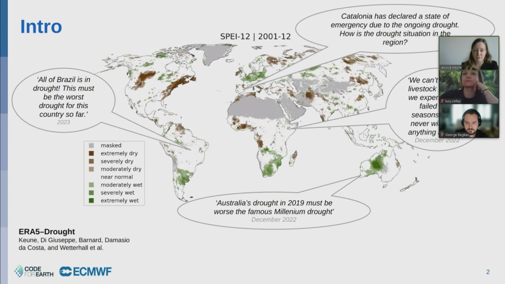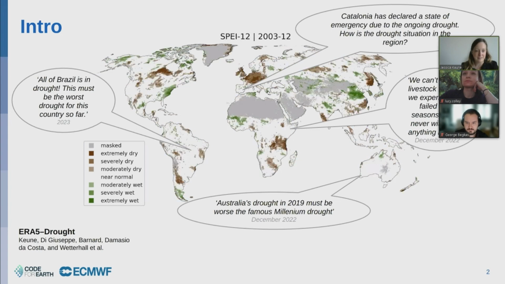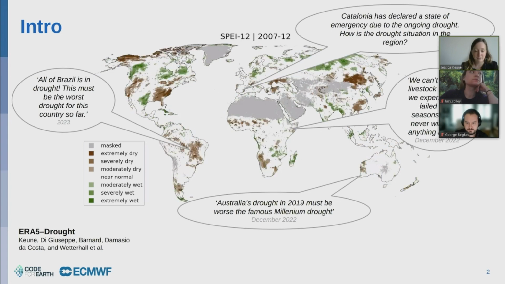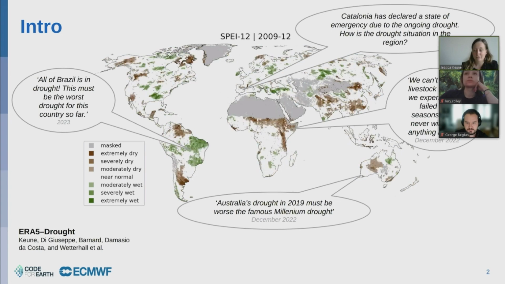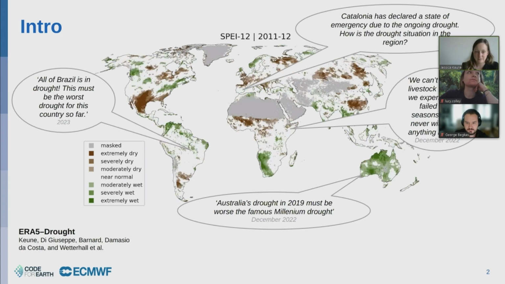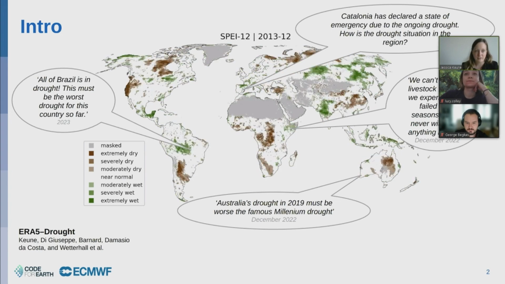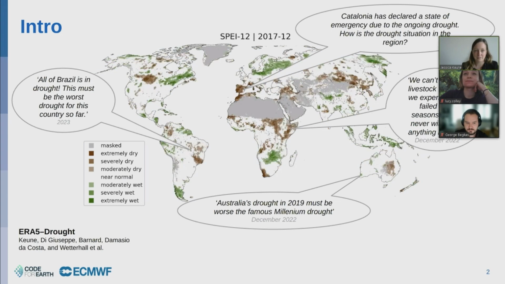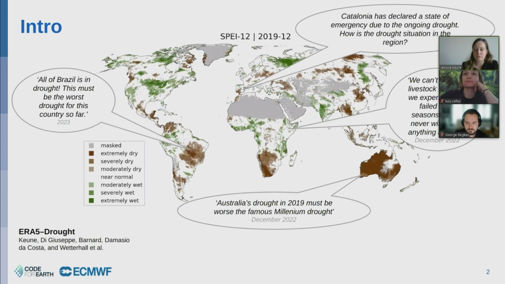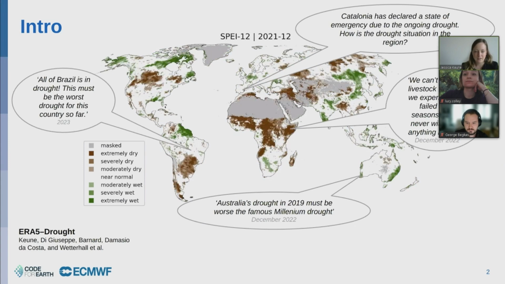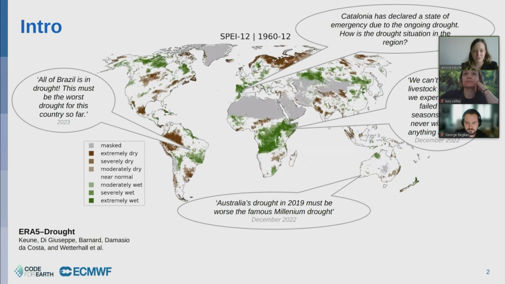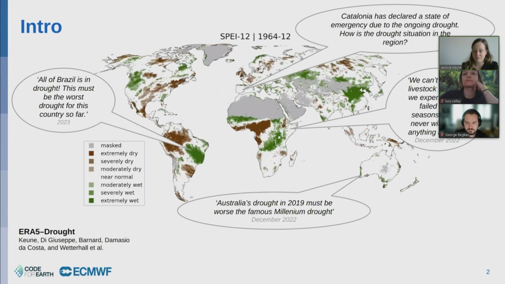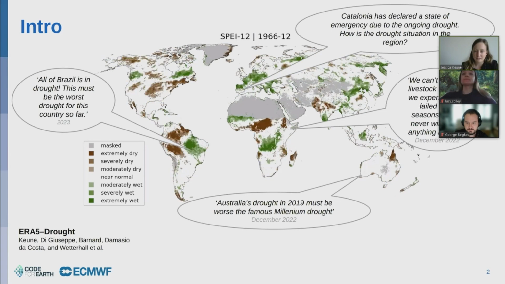And I have a lot of friends and colleagues, and we also get a lot of media requests actually that ask us about specific drought events, such as, for example, the very recent drought in Brazil. And we got a lot of questions like, this must be the worst drought so far. And it actually takes a lot of work to dive into each individual drought and contextualize it.